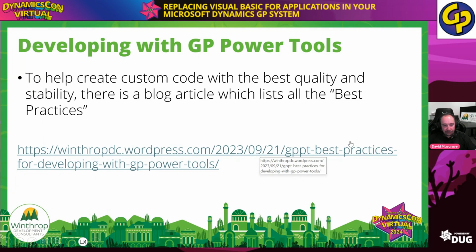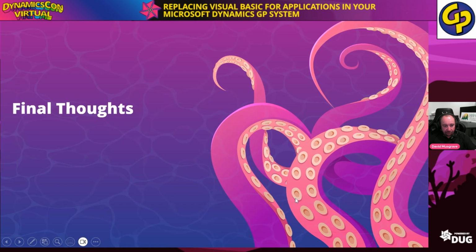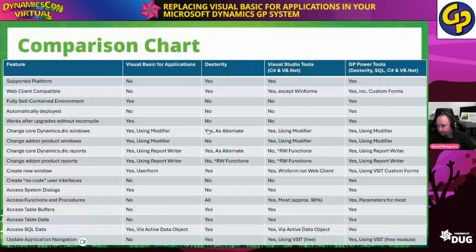Let me get to the next page. Some final thoughts. Here's a comparison of all of the different environments and what they can and can't do. There are limitations in most of these methods. Power Tools really doesn't have any of those limitations anymore, though. So it is the best solution for replacing VBA.